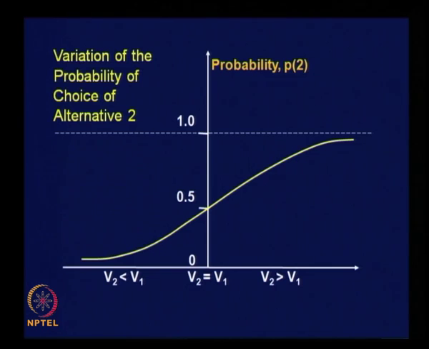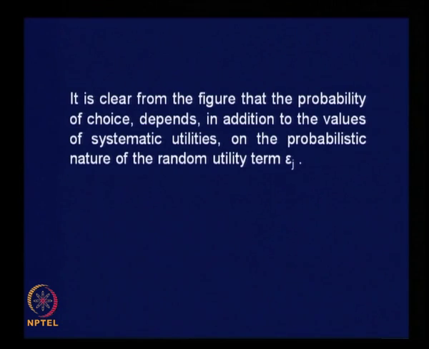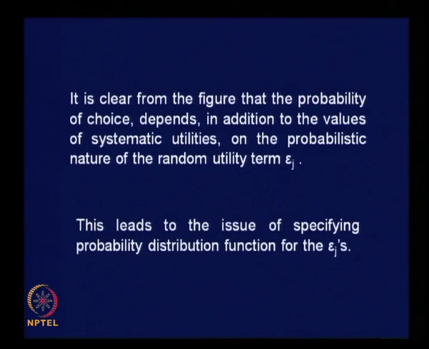And it was not that easy, a lot of research work has been done. It is clear from the figure that the probability of choice depends, in addition to the values of systematic utilities V1, V2, on the probabilistic nature of the random utility term epsilon j, that is what I told you. This leads to the issue of specifying probability distribution function for epsilon j. We need to specify a functional form for epsilon j, right.